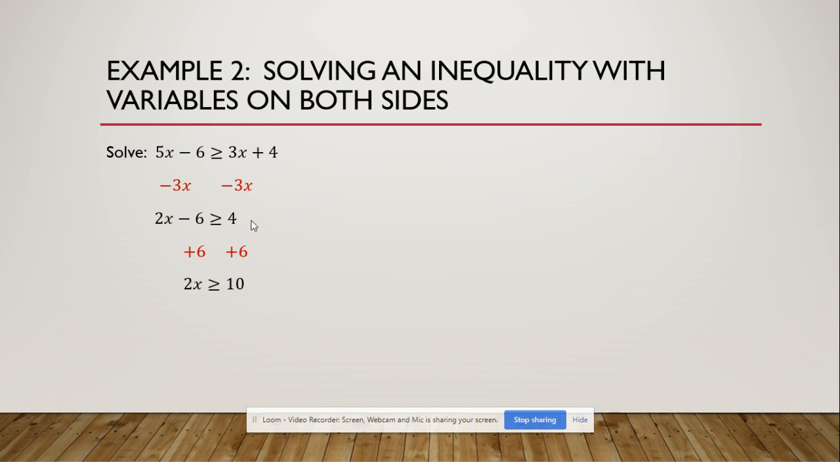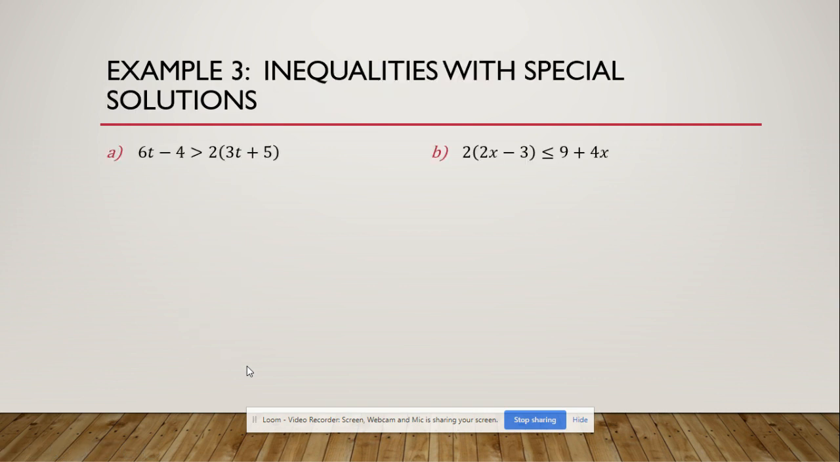Now we're multiplying by a 2, so we do the opposite and divide by a 2. 2x divided by 2 is going to be x. 10 divided by 2 is 5. So our final answer, x is greater than or equal to 5.